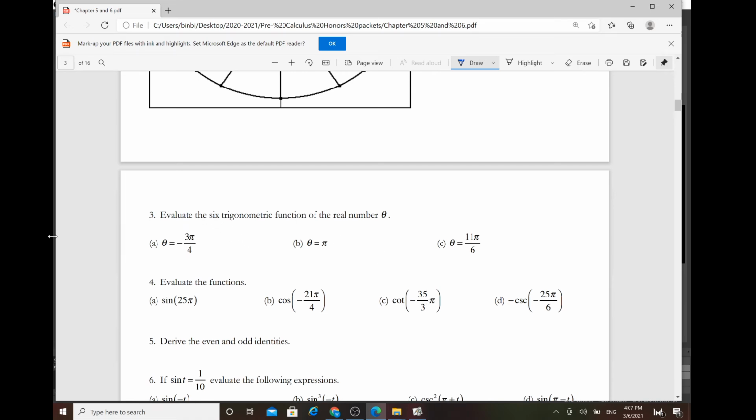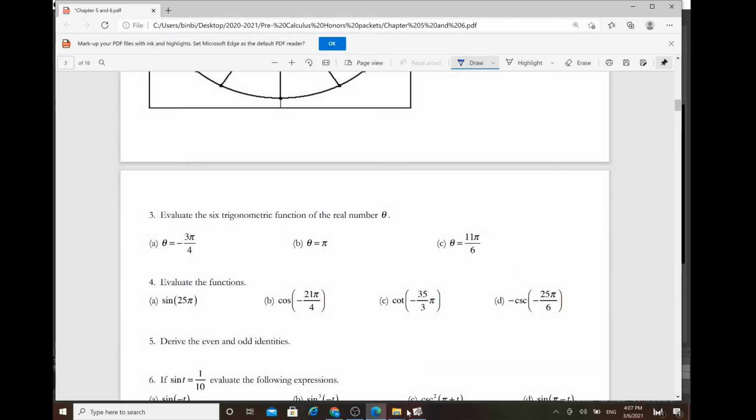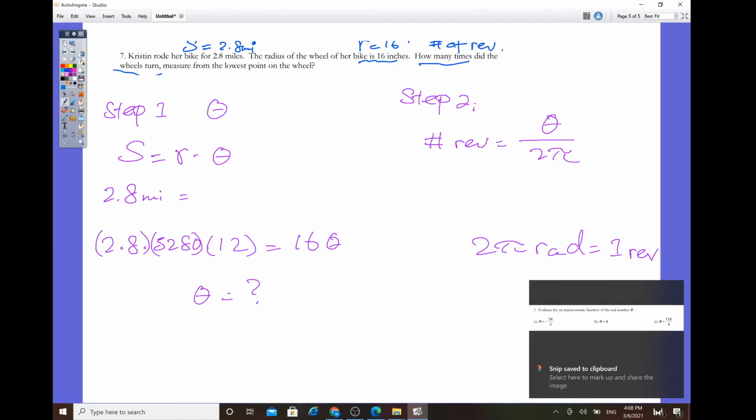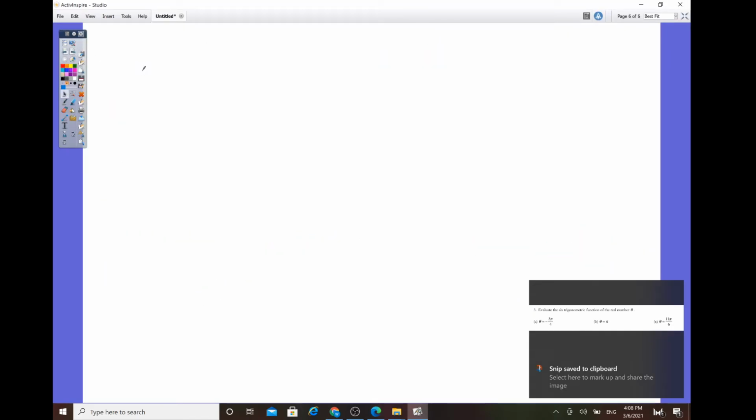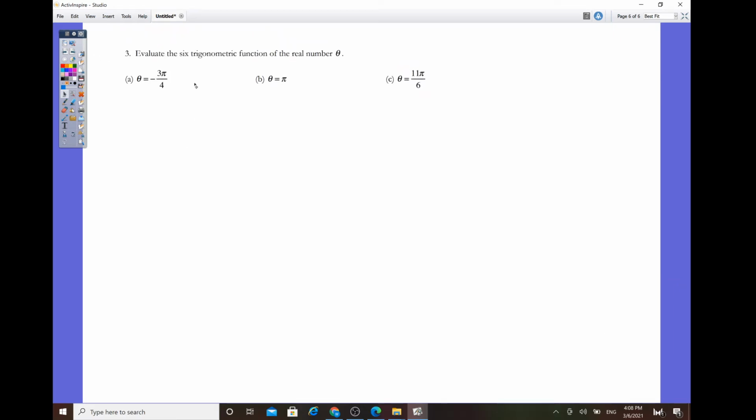Now evaluate the 6 trigonometric functions of the real number theta. You want to find cosine of negative 3 pi over 4. A negative radian means we're going clockwise instead of counterclockwise. So negative 3 pi over 4 goes to quadrant 3 right here.